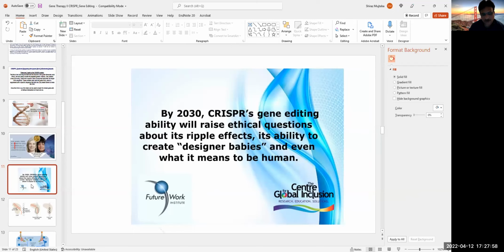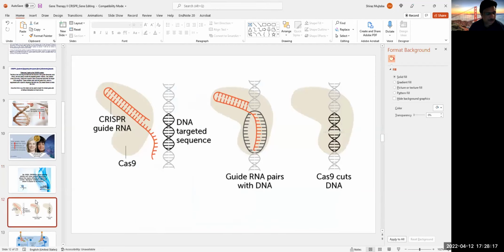And it has been anticipated that by 2030, CRISPR gene editing ability will raise ethical concerns about the ripple effect. Designer babies, and what it would mean, as I mentioned to you in the beginning of my lecture. So let's talk a little bit about CRISPR.